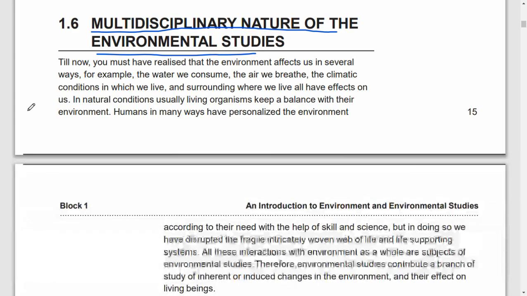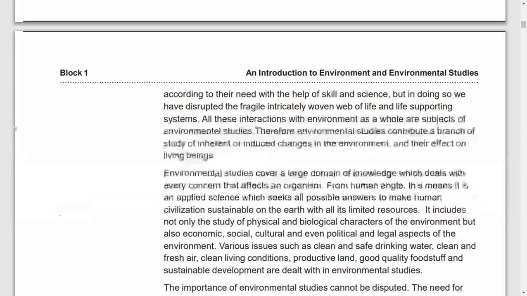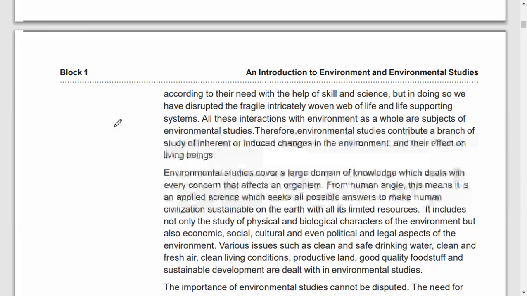In natural conditions, usually living organisms keep a balance with their environment. Humans in many ways have personalized the environment according to their need with the help of skill and science. But in doing so, we have disrupted the fragile, intricately woven web of life and life supporting systems. All these interactions with the environment as a whole are the subject of environmental studies.